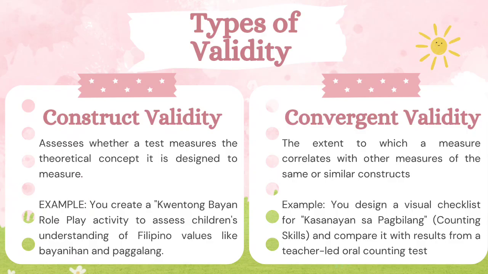I'll be discussing the four types of validity. Number one is construct validity. So, what is construct validity?